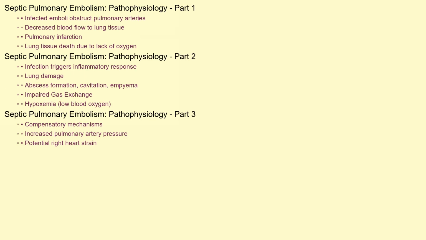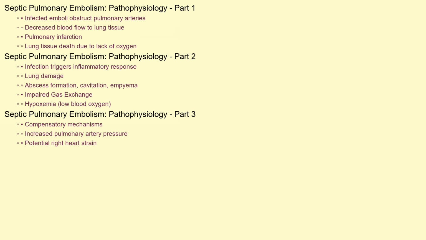embolism. The pathophysiology of septic pulmonary embolism is complex. First, the infected emboli physically obstruct the pulmonary arteries, leading to decreased blood flow to the affected lung tissue. This can cause pulmonary infarction, where lung tissue dies due to lack of oxygen. Second, the infection within the emboli triggers an inflammatory response, causing lung damage and potentially leading to abscess formation, cavitation, the formation of cavities within the lung, and empyema, pus in the pleural space.